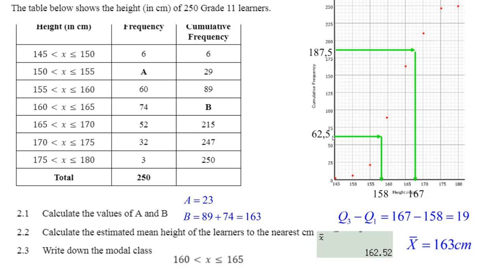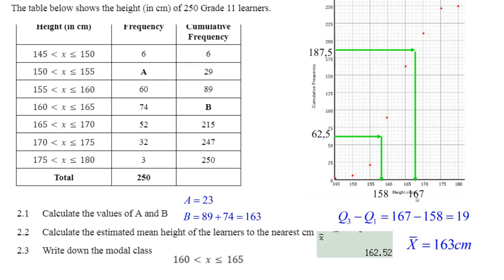1/4 of 250 is 62.5. You run over and then you run down. I got close to 158. You don't have to get it exactly right. And you go 3/4 of 250, 187.5, run over, run down. I get close to 167.